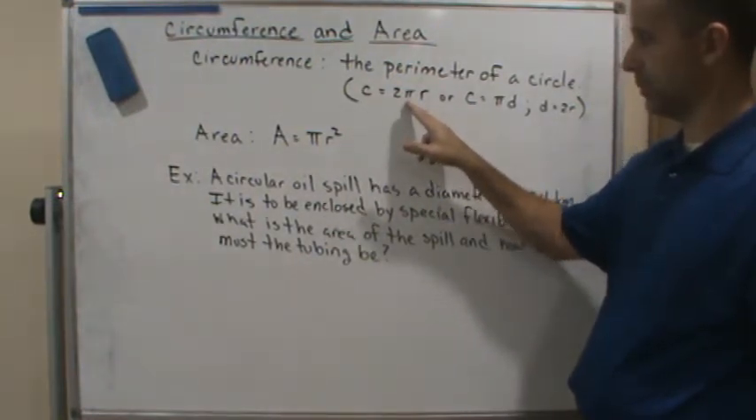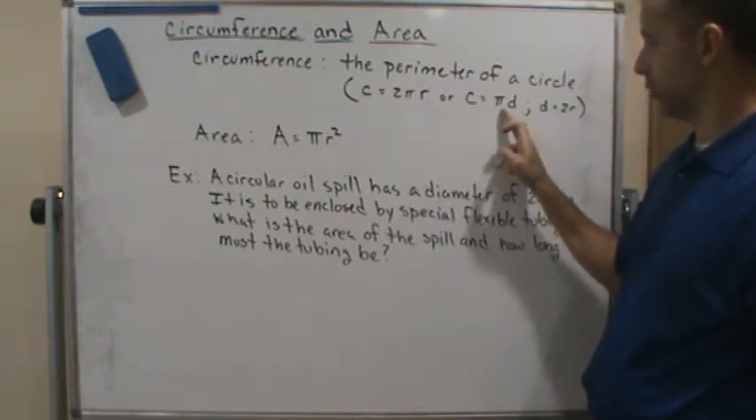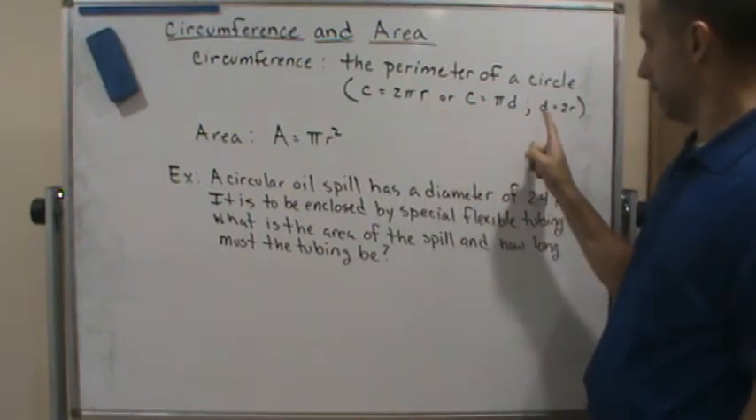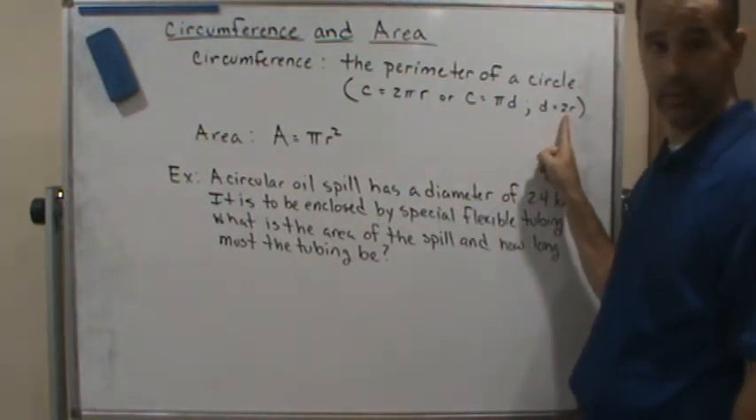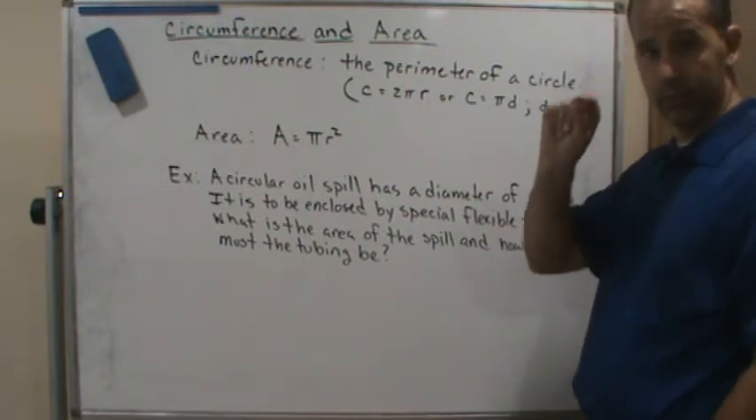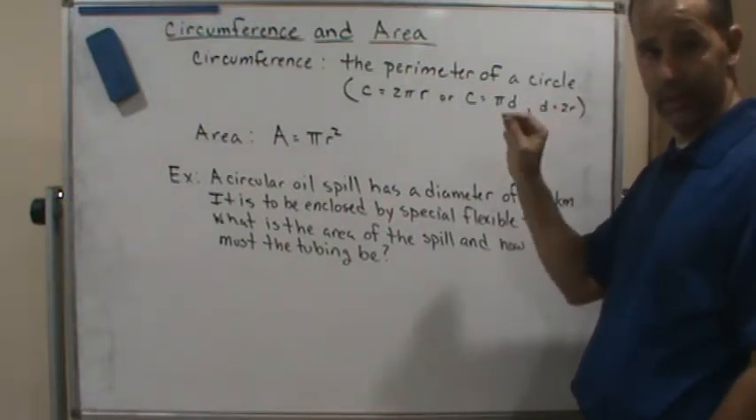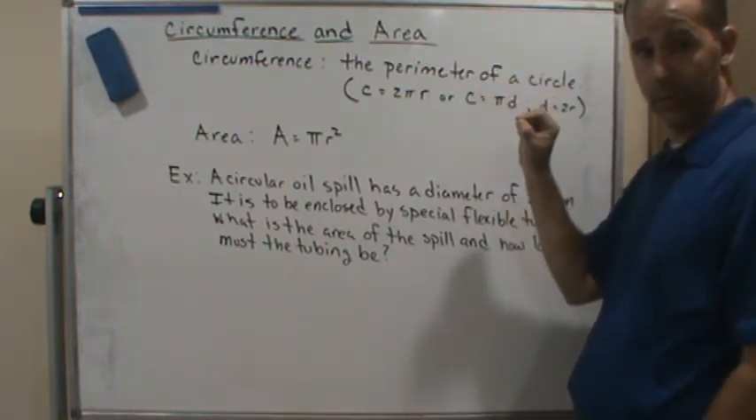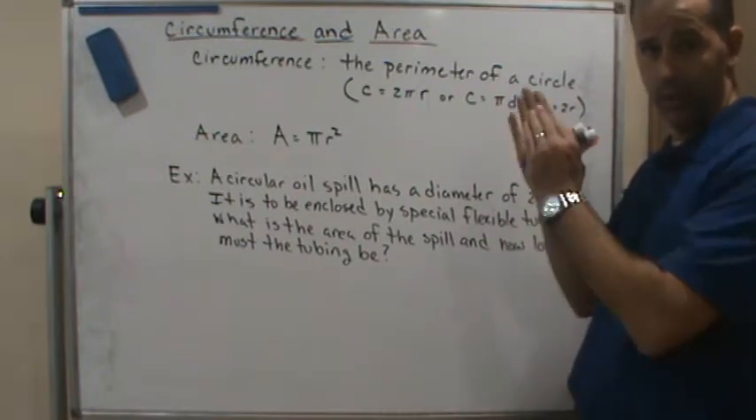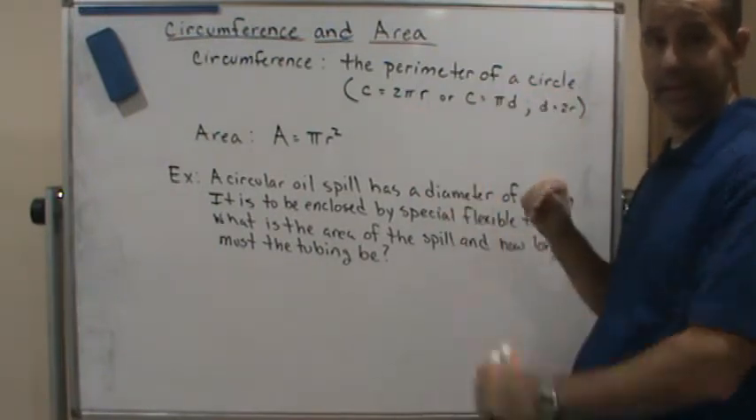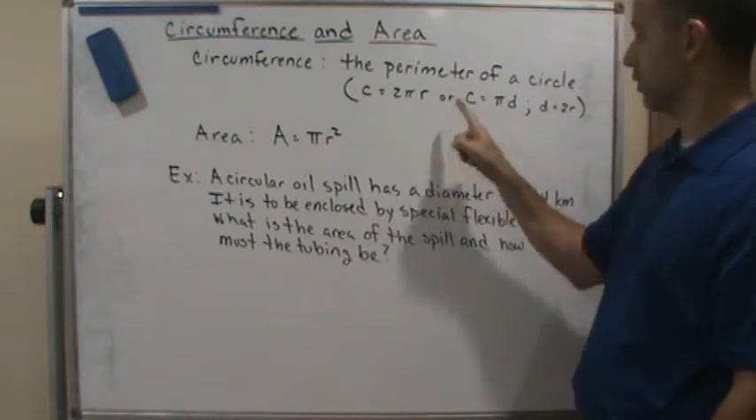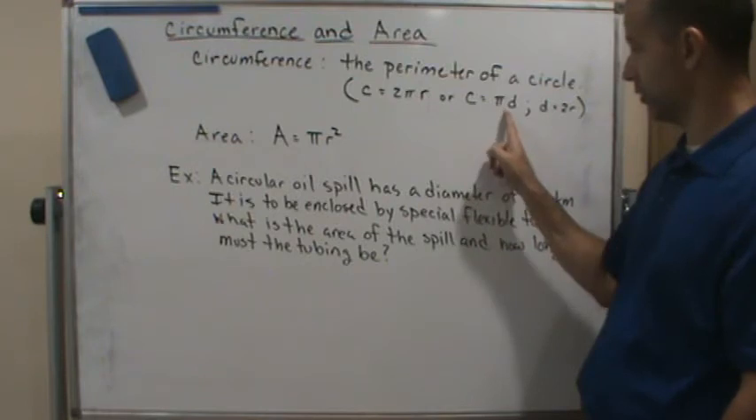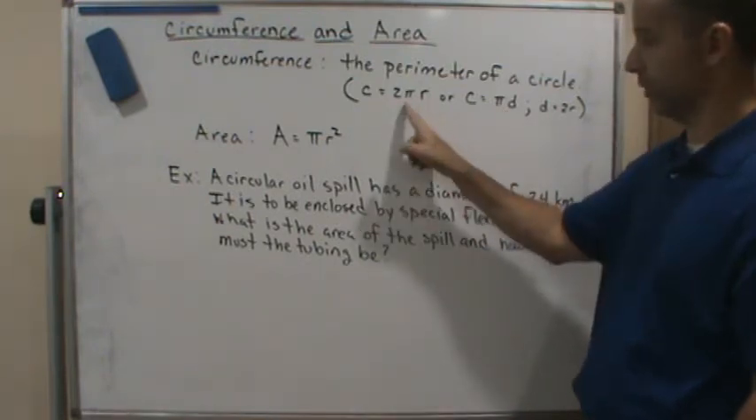So it's 2 times pi times r, or you can use pi d, where d is the diameter, r is the radius. So remember, the diameter is twice the radius. The radius goes from the center out to a point on the circle, the diameter goes from one point on the circle to the other point and passes through the center. So if you double the radius, you get the diameter. You can use either one of these formulas depending on what the problem gives you. If they give you diameter, you can use this one. If they give you radius, use this one.